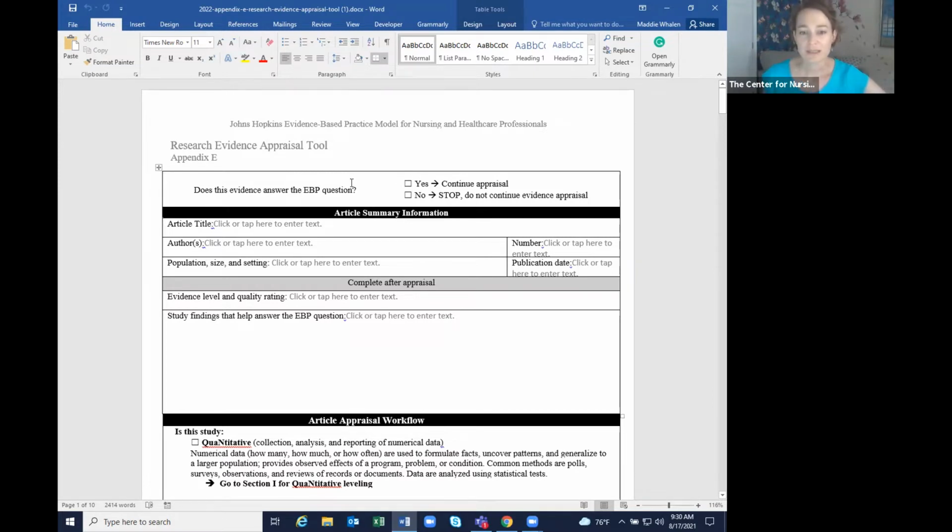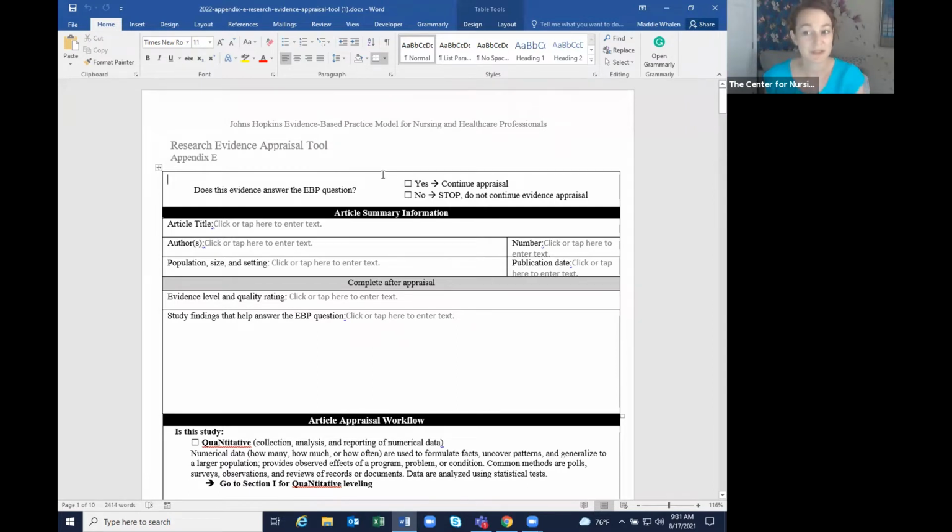The first thing I always like to point out to people is that this is the most important question of all. People tend to skip this box, but it's: does this evidence answer the EBP question? If the answer is yes, we can continue. But if the answer is no, we don't have to do anything else. We don't have to read the article anymore. We don't have to delve into the quality, the level. We can just stop right there and probably note it to the team. You don't have to read anymore if the article doesn't answer your EBP question.